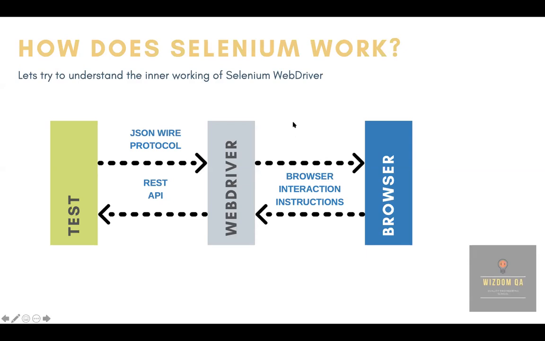Just a minute. The browser again performs that action and responds back with the status code. If it's a successful response, the browser will give you 200. If it's a negative response, the browser will give you 400. And that's how your test will know that this particular scenario was a failure, and then it will understand how to fix that.